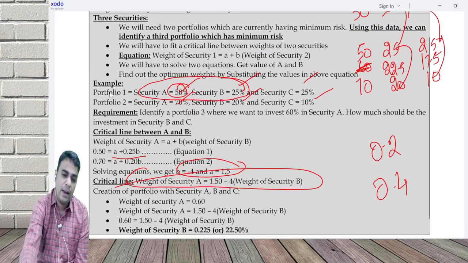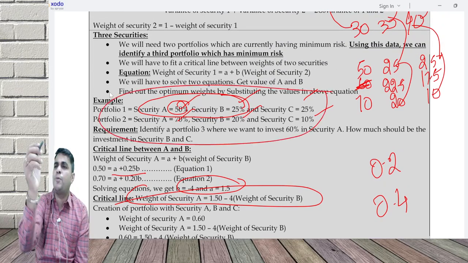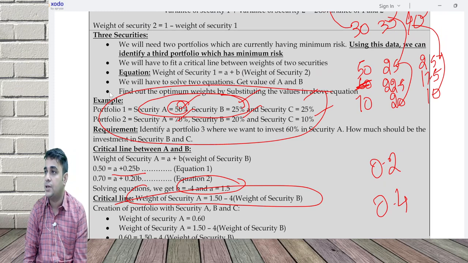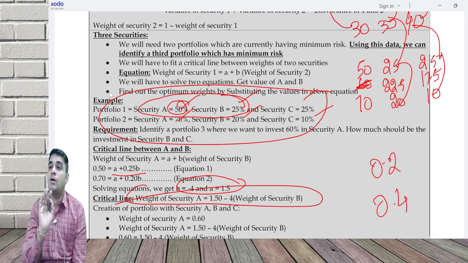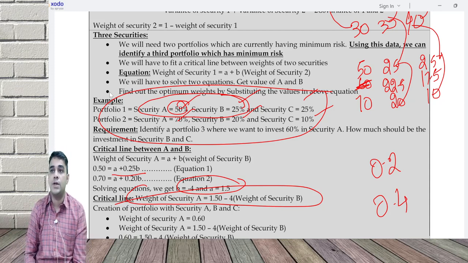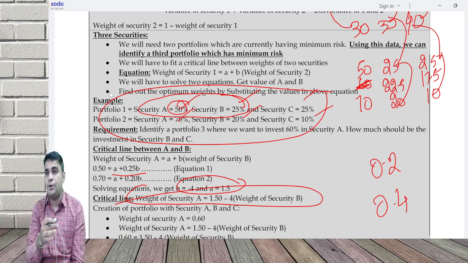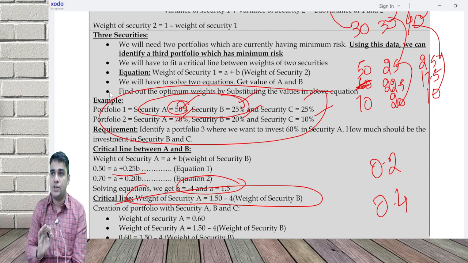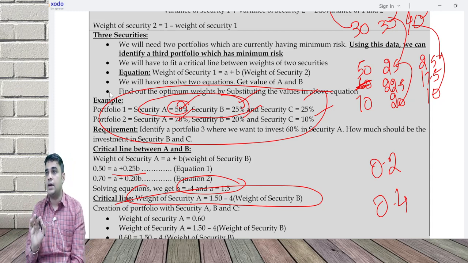How would I have got negative 0.1? I would have done interpolation and got it. This is the concept of the critical line for 3 securities. I'll anyway form one equation and then solve it. But many a times I don't remember the formula and all. I have given you the logical explanation.